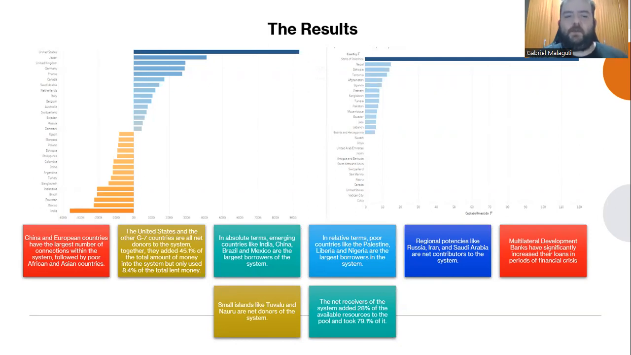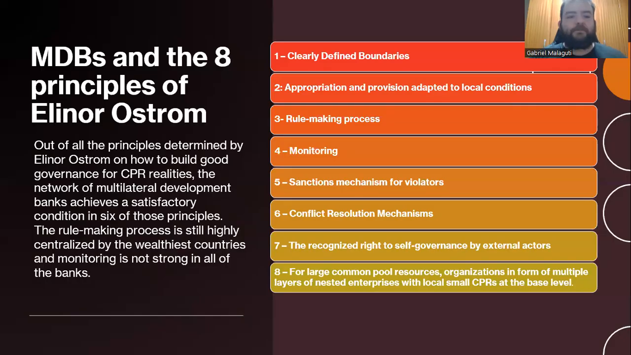The data is on the screen. And finally, as we compare how MDBs are set against the 8 principles of Elinor Ostrom, we found that those institutions account for 6 of them very well, while 2 of them are still a work in progress. Many of those banks have issues regarding monitoring, which Elinor Ostrom says is very important for developing common pool resource governance.